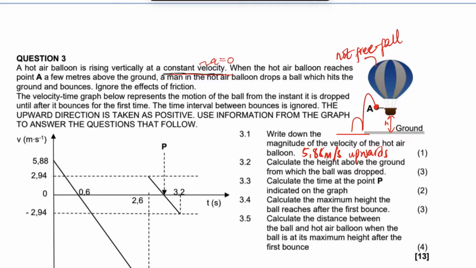So question 3.2 says calculate the height above the ground from which the ball was dropped. So we are calculating the height at which it was dropped. We wanted this height, guys, this height at which it was dropped. It's the same as that one, but let's just put it there to make things clear.